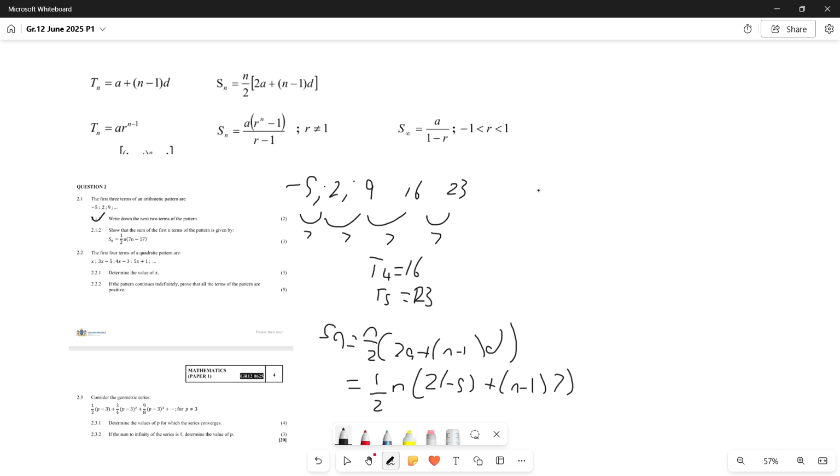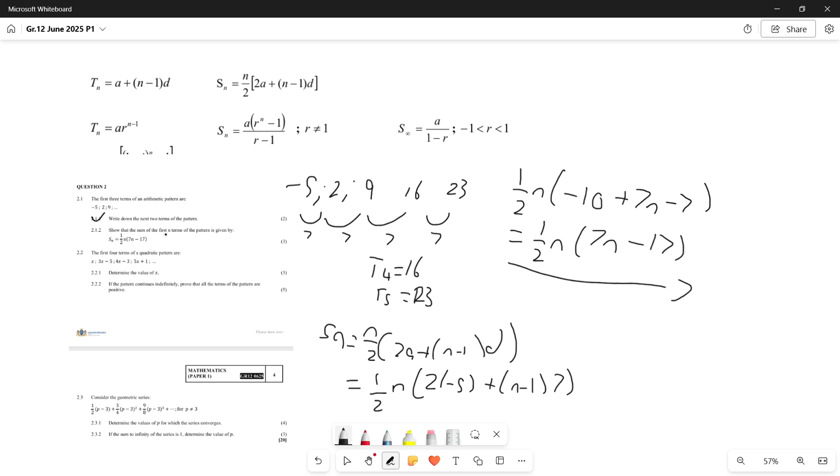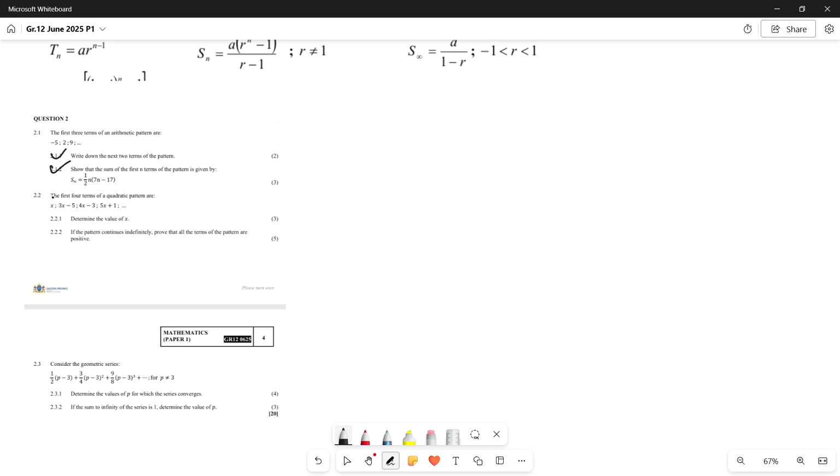So I'm just going to keep working up here. So 1 over 2n is what we have here. 2 times -5 is -10, and then we have plus 7n and then -7, if I foiled this 7 into both of them over there. And then this equals 1 over 2n, 7n, and -10 minus 7 is -17, and that is what they had here as well.